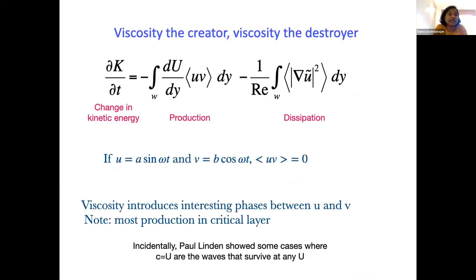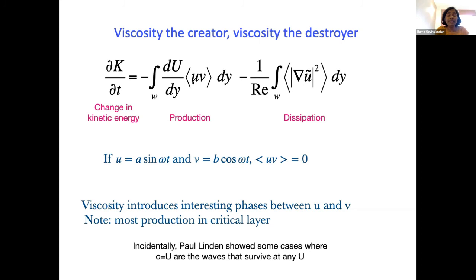So viscosity is the creator and viscosity is the destroyer in many of these situations. In situations where you don't have an inflection point, you have no means of getting an instability by the inviscid mechanism. But viscosity can do that. If I write the kinetic energy equation, the Orr-Sommerfeld equation can be written in terms of a kinetic energy equation where the net change in the total kinetic energy in the flow can be written as production minus dissipation. This quantity is always positive, so dissipation is always positive, namely kinetic energy always goes down due to dissipation because of this minus sign. And this quantity can be positive or negative.